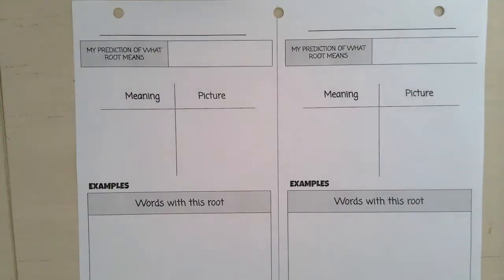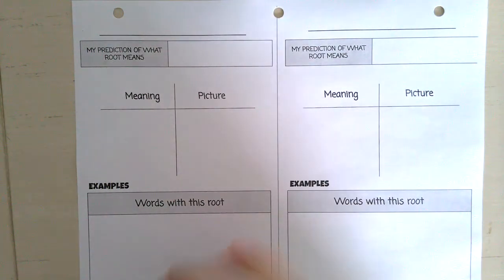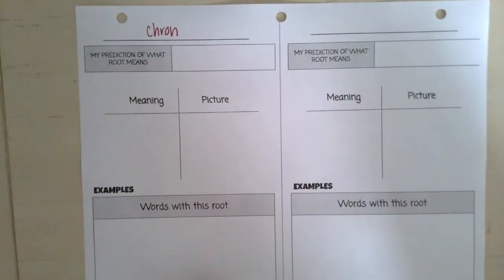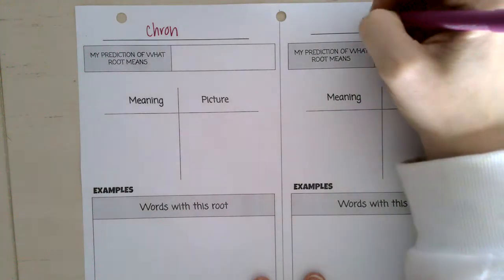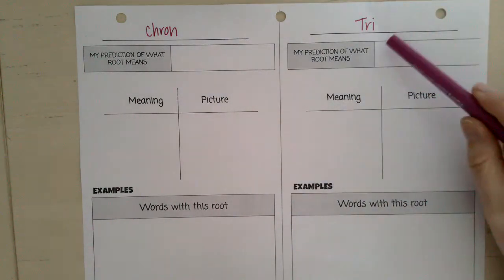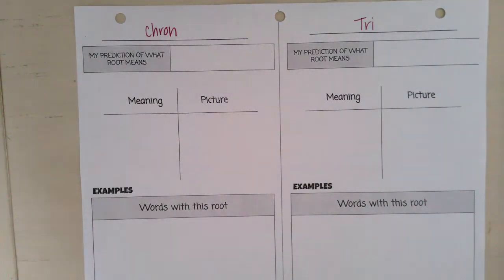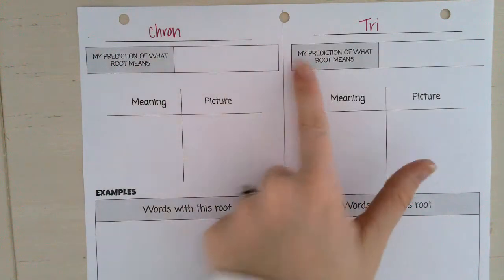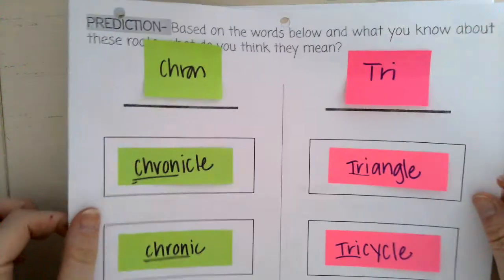Okay, cool. So first thing we have to do is write down our words for this week. The first one is Chron, spelled C-H-R-O-N, and the second one is try. So we have Chron and try. I have a feeling a lot of you guys are going to get this one. So I'm going to show you some example words with these roots in them, and then you are going to jot down your predictions in those little boxes there.